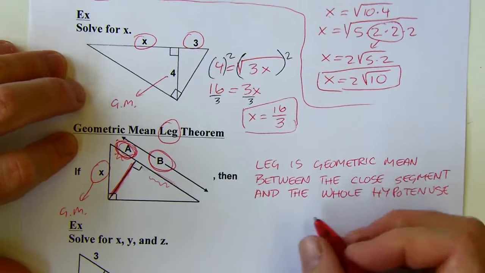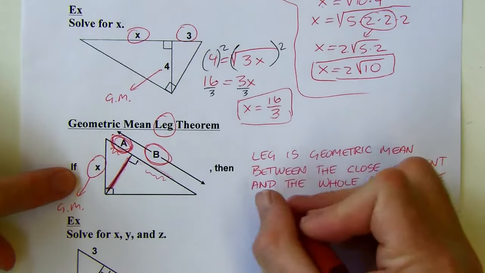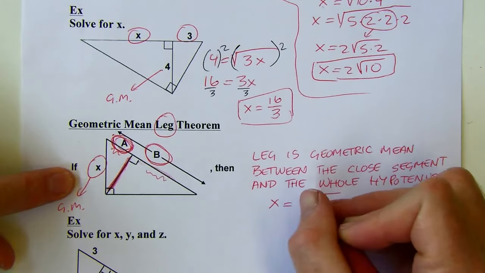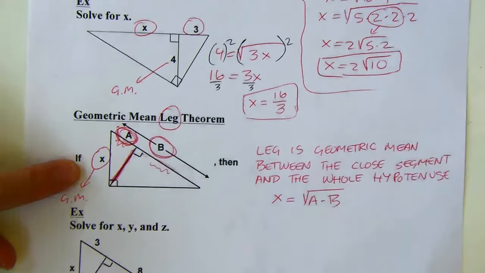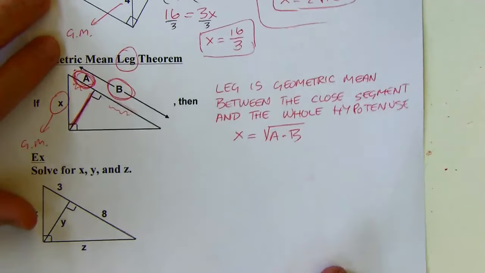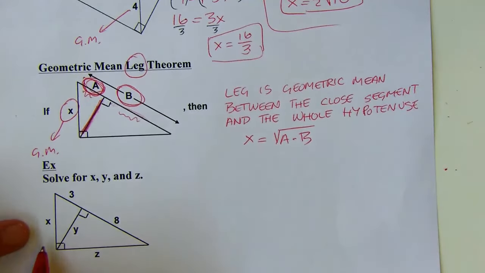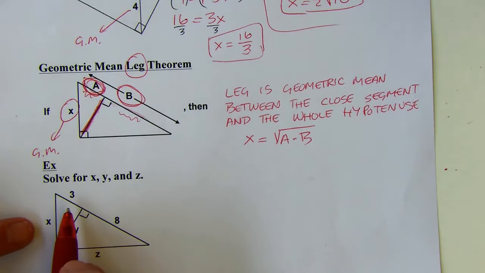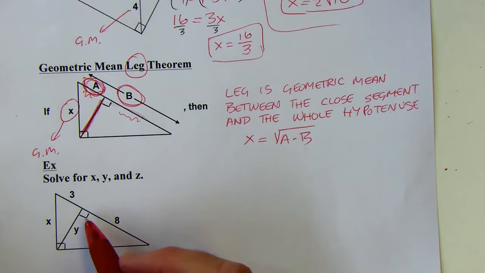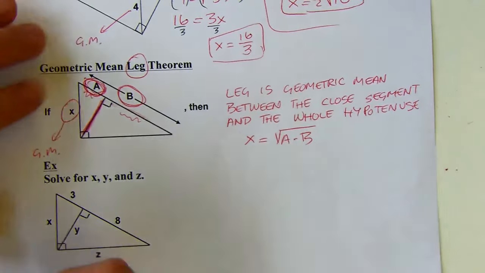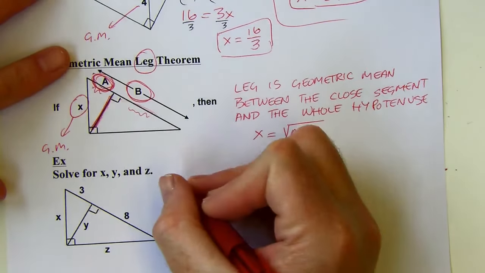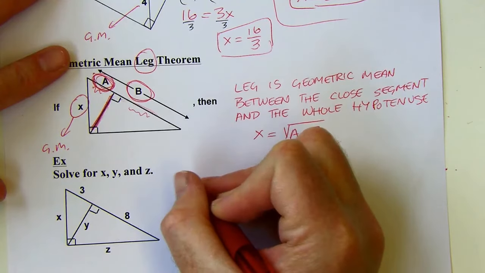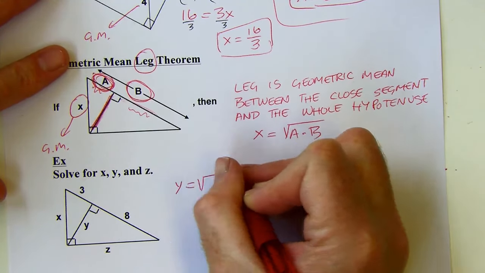Okay, so algebraically, here x is going to be the geometric mean between A and B. It's going to look like that, okay? So let's try it out here. So here's the mistake. People are going to say, oh, x is the geometric mean between 3 and 8. It's not. Y is the geometric mean between 3 and 8, okay? So actually, let's do that part first. So y is the geometric mean between 3 and 8.